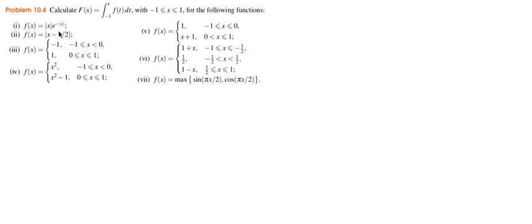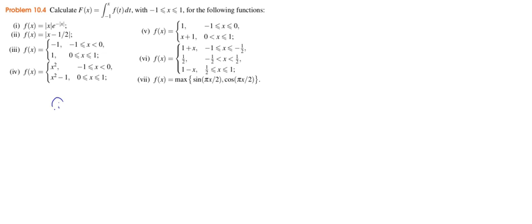Okay, so problem 10.4. Calculate capital F, so that means the integral of f from -1 to x, so the integral of f as a function of x, right? With x between -1 and 1 for the following functions. Okay, so all of these are going to be, if not discontinuous, at least functions that are differently defined in different intervals, right? So the integral is going to have to deal with this.